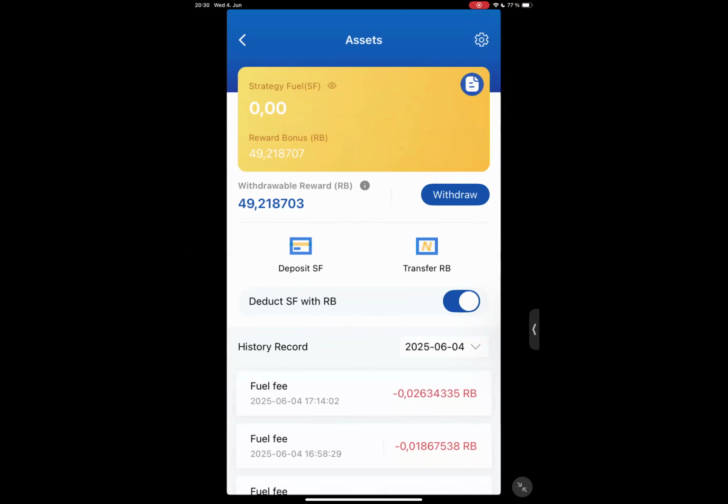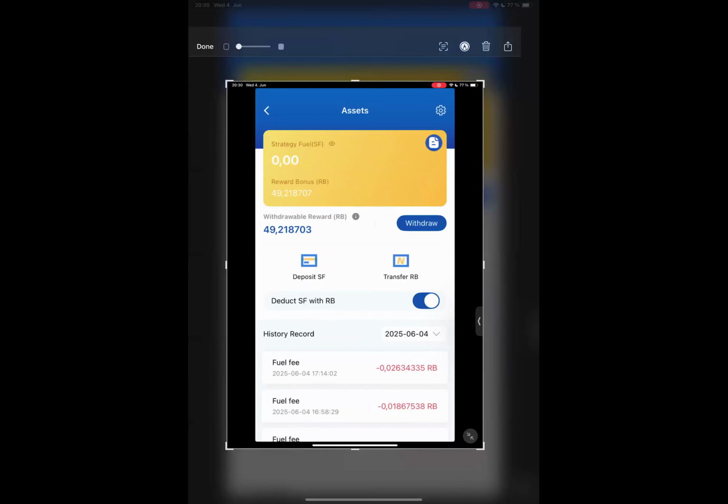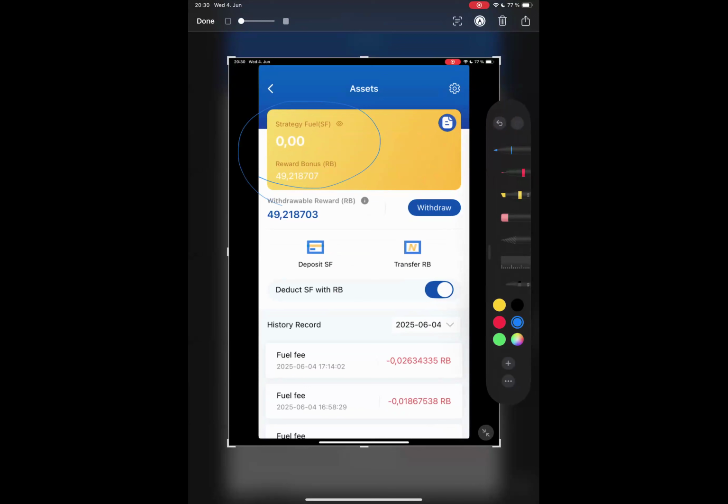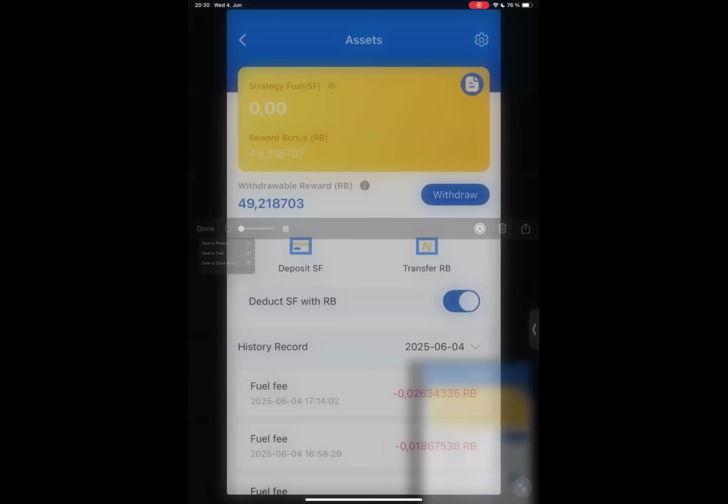Now, always make sure you have enough money over here for your fuel fee. If you don't have strategy fuel and you have reward bonus and it's greater than 2, it's okay. But make sure it shouldn't go less than 2. If it goes less than 2, the robot will stop working. It will not buy if it's supposed to buy, neither will it sell if it's supposed to sell.